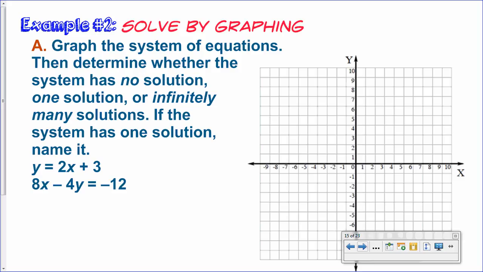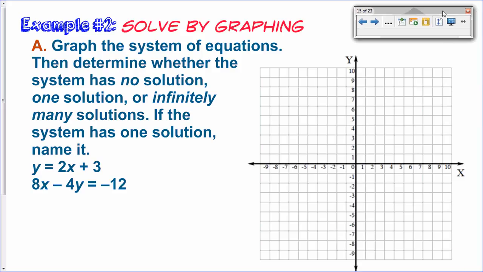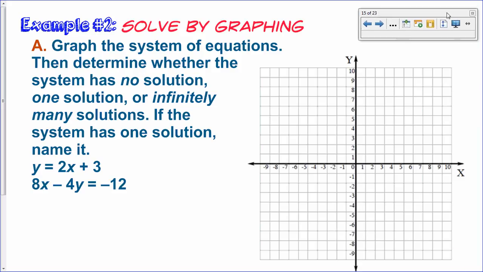First one's real easy. Where do I start at? 3 on the y-axis, and then go up 2, 1 right. Good. It's an equal sign, so it's going to be a solid line, isn't it? Draw some other points here.